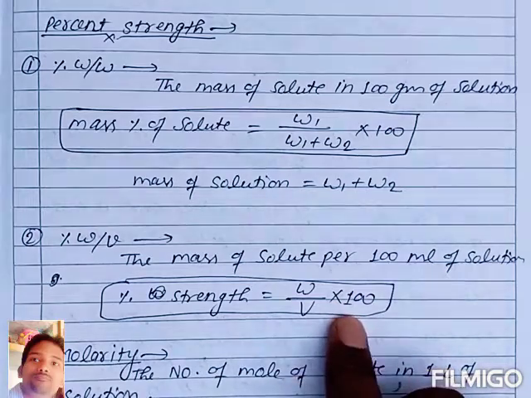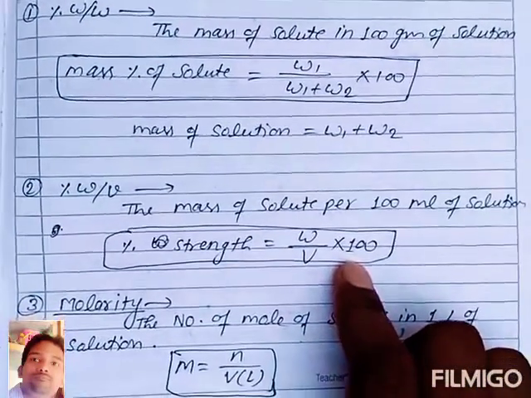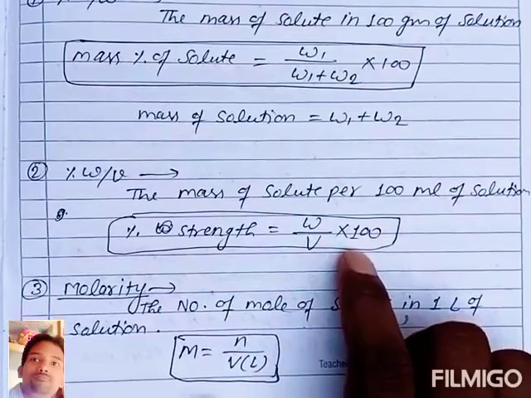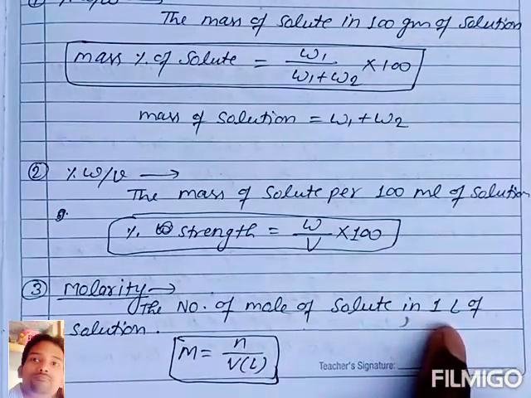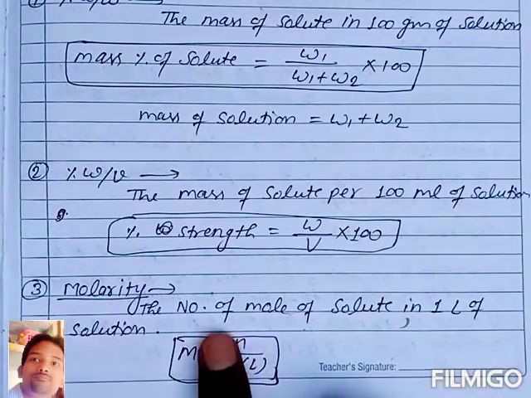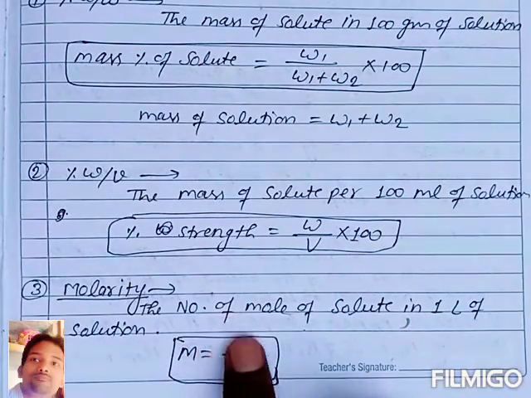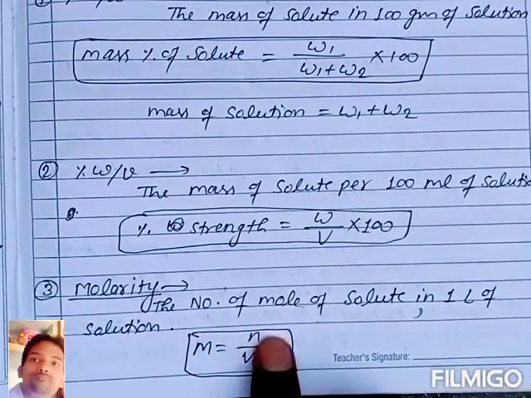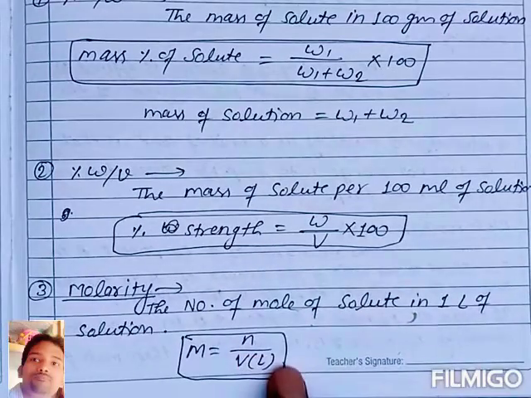Now the third one is the molarity. Molarity will be represented by capital M. The number of moles of solute in 1 liter of solution is called the molarity. Molarity tells about the concentration. Molarity M is equal to n by V, where V is taken in liter.